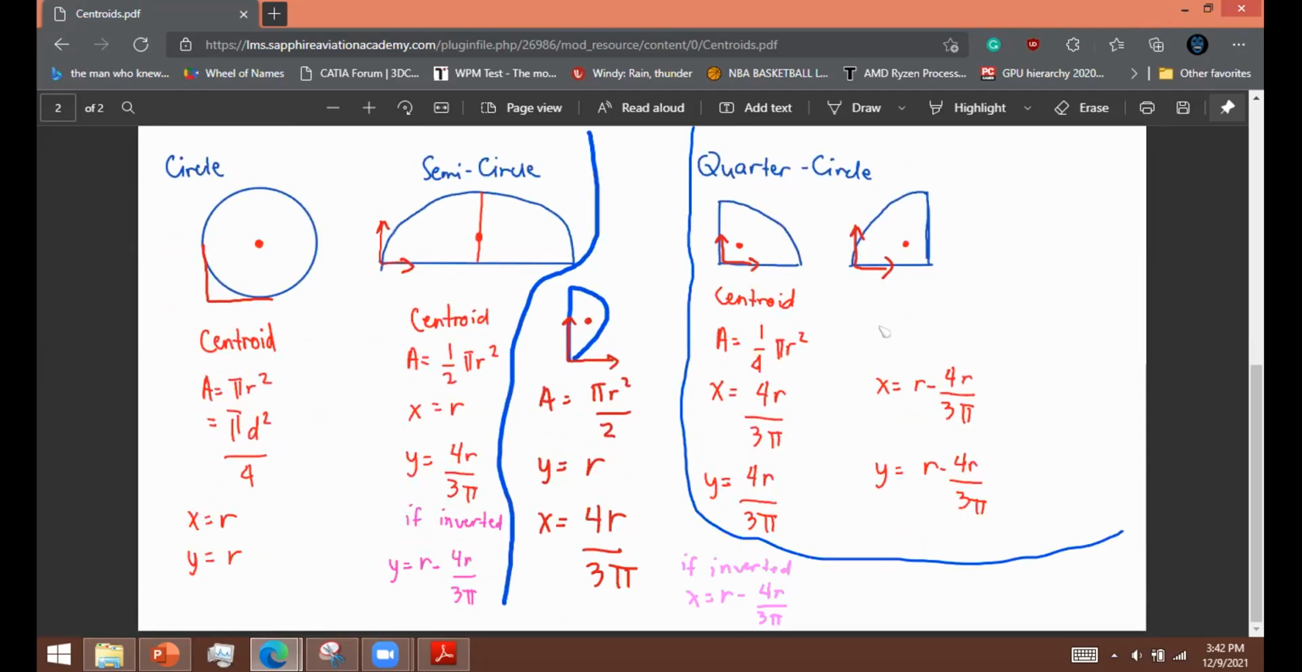So doon tayo magfo-focus. Di na tayo titingin sa parabolic. Anyway, yung 4r over 3 pi, computed siya by integral. Hindi ko napapakita yung computation kasi hindi na rin siya need malaman kung bakit, paano siya na-derive. Pero yung 4r over 3 pi na yan, computed yan by integral, integral calculus. Okay? Sige.